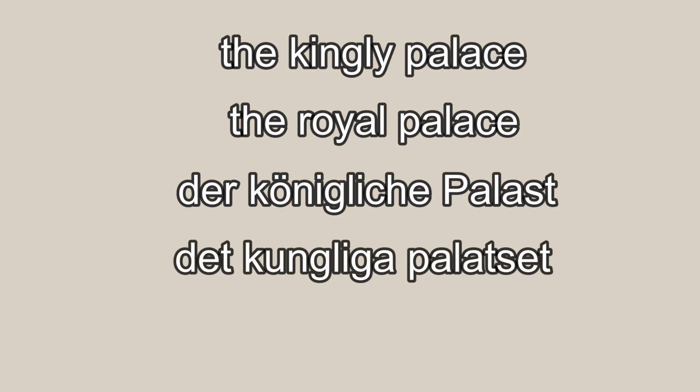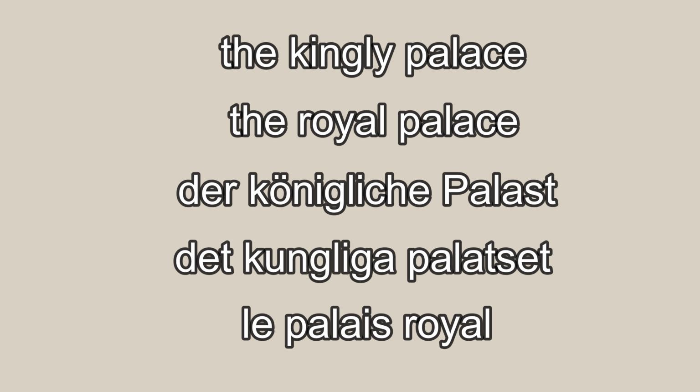This does not only happen to verbs, like we saw, but also to nouns or even adjectives. For instance, the kingly palace in English is more everyday English, but you can also say the royal palace, whereas in German we would say der königliche Palast, or in Swedish det kungliga palatset. But in French, of course, it's le palais royal. So you see the word royal coming from French, even though the word kingly still exists. There are thousands of examples. If you know more, you can leave them below.